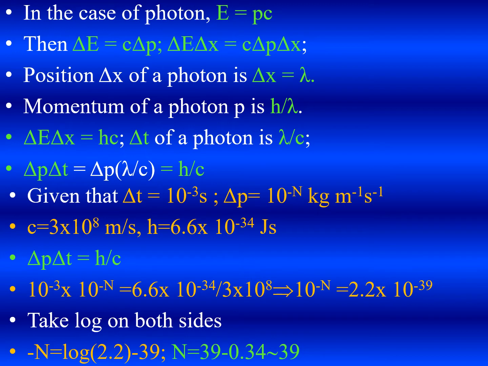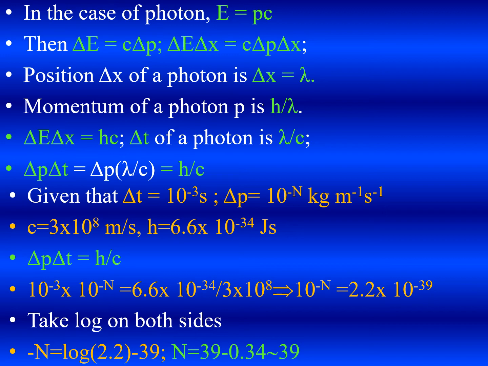For this case, if you differentiate this with respect to P, then delta E is equal to c into delta P. Multiplying both sides with delta X, delta E into delta X equals c delta P into delta X. Generally the position of the photon is expressed in terms of lambda, and the momentum of the photon is h by lambda. So delta E into delta X is hc, and delta T of the photon is lambda by c. So delta P into delta T is delta P into lambda by c, that is equal to h by c.